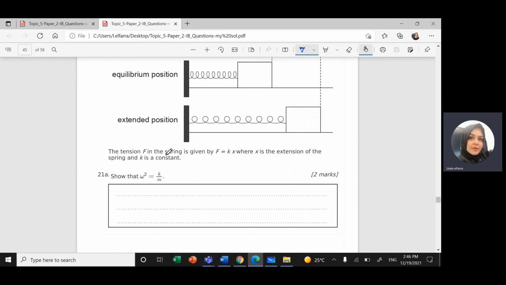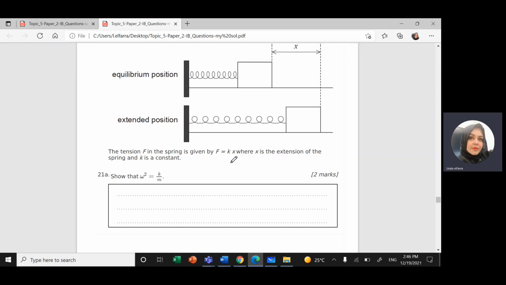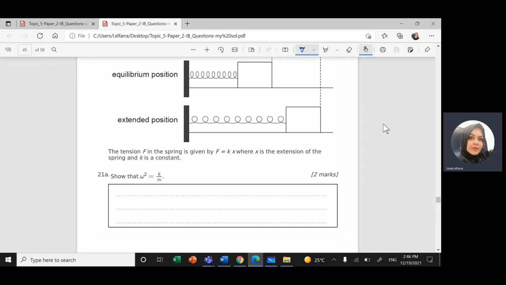The tension F in the spring is given by F equals K times X. K is the spring constant, X is the extension. This is Hooke's law. Show that omega squared equals K over M. Omega is the angular speed or the angular velocity.